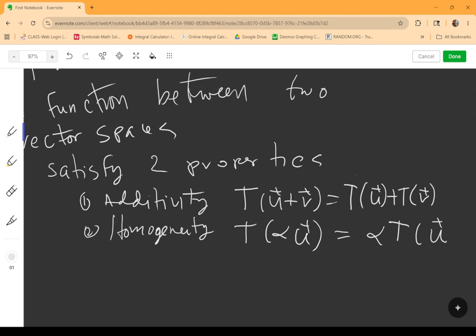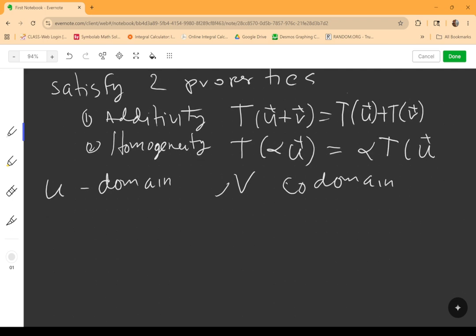Now, our vector space U is what's called the domain, and V is called the codomain. Sometimes it's referred to as the range, but the range is the actual elements that are mapped in V. As we'll see later, sometimes the range equals the codomain, and sometimes it's just a subset of the codomain. All that will come later when we talk about injectivity and surjectivity.